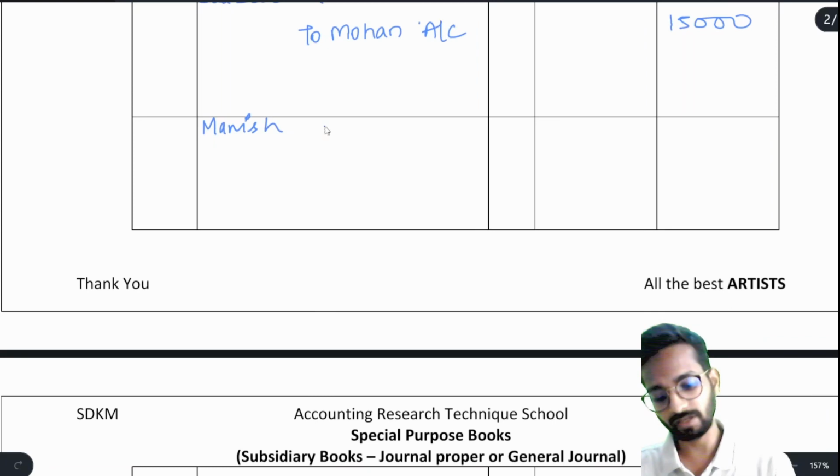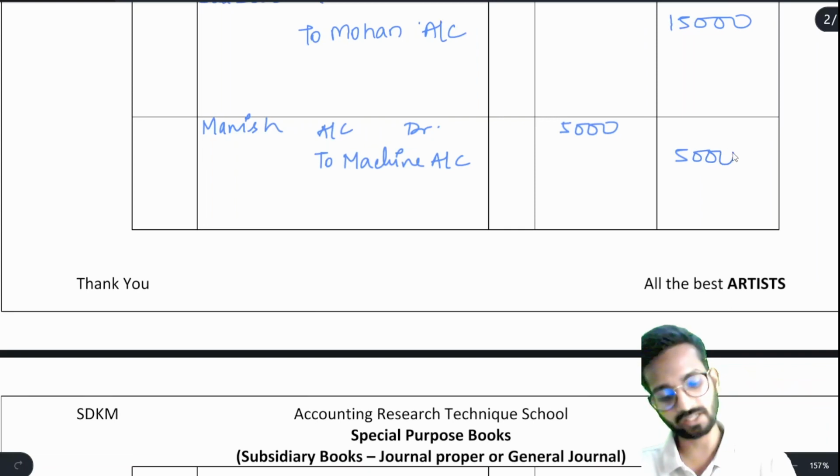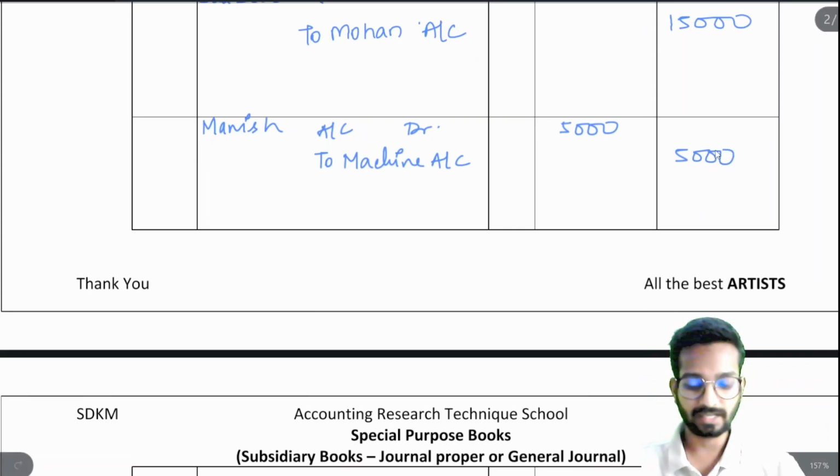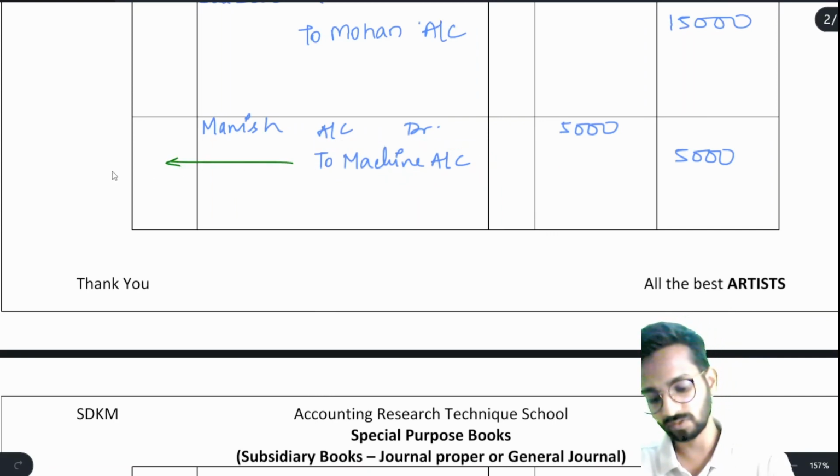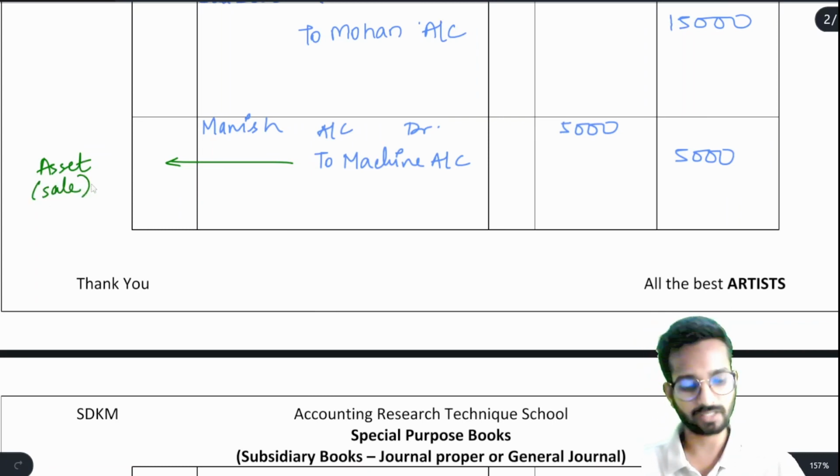Manish account debit to machine account 5,000. Because the machine has gone, the machine was our asset reducing, that's why we are crediting it. Because machine was our asset and we are selling it, that's why we are crediting the machine account.